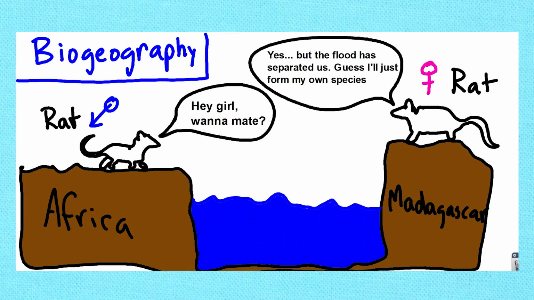Next one is biogeography. So this is a really good example with like Madagascar. It's a little island right off Africa.